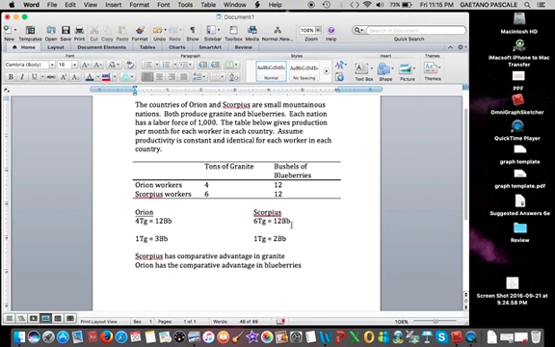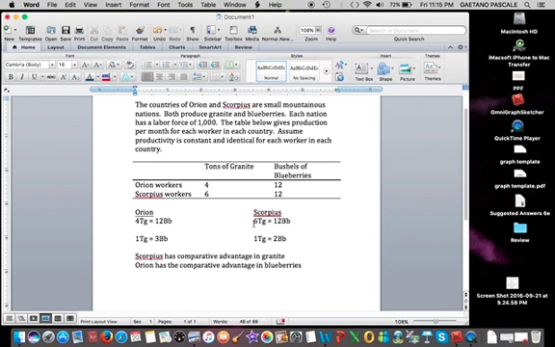Now what you want to do is find out what 1 ton of granite is equivalent to, i.e. in producing 1 ton of granite, how much blueberry production had to be given up. So for 1 ton of granite, in order to get that, we just divide through by 4 on both sides. We want 1 ton of granite, so it's 4 tons of granite here. We divide the left and right hand sides by 4, and we get 1 ton of granite is equal to 3 bushels of blueberries. We do the same thing for Scorpius.